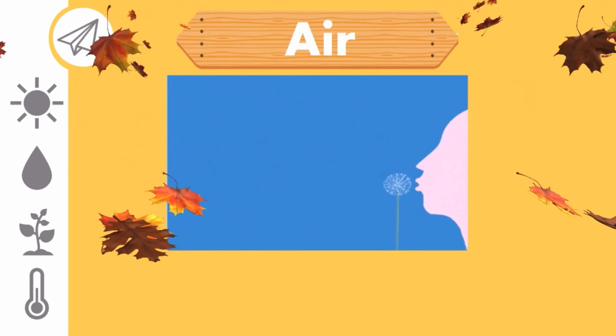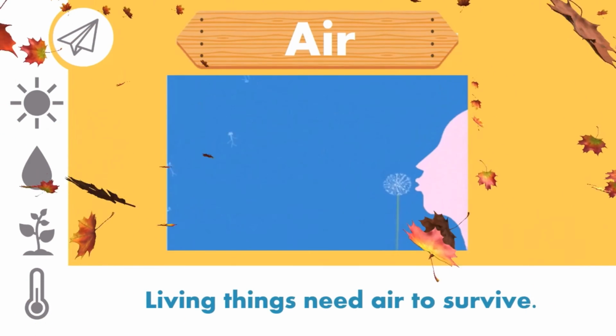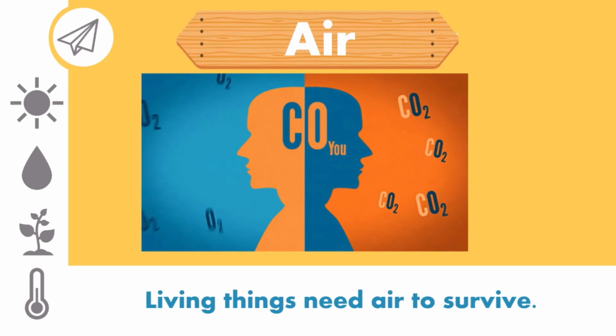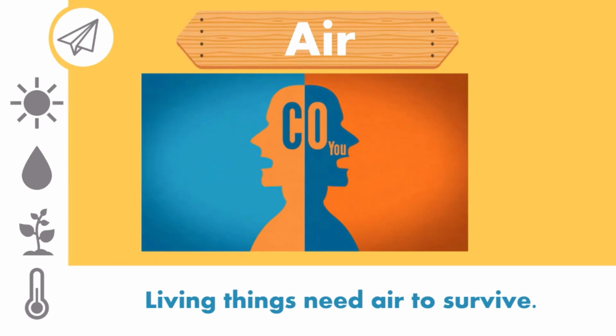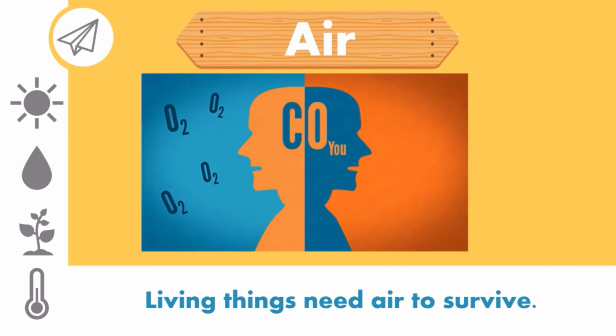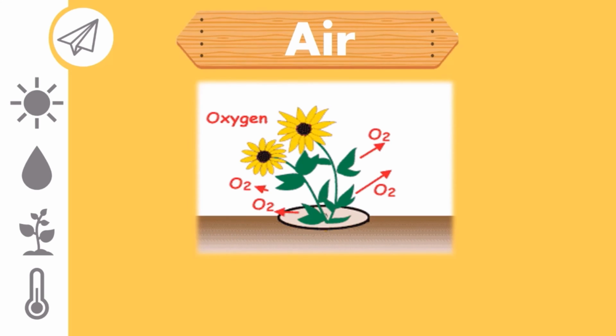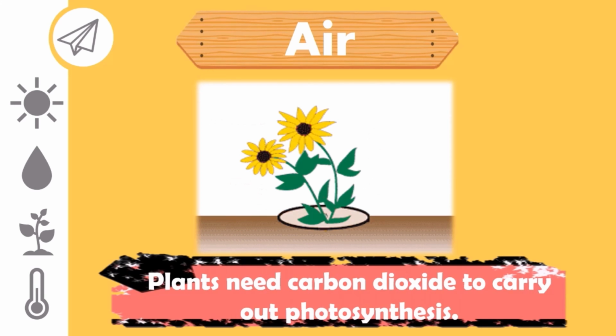First, we have air. The air around us supplies oxygen to all the organisms living on land. Plants and animals need to take in oxygen from the air for respiration. Plants also need carbon dioxide to carry out photosynthesis. Carbon dioxide is also produced when animals and plants carry out respiration.